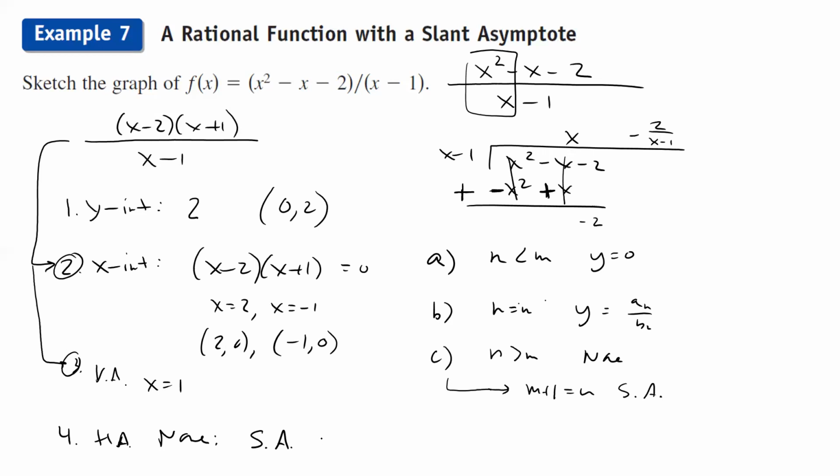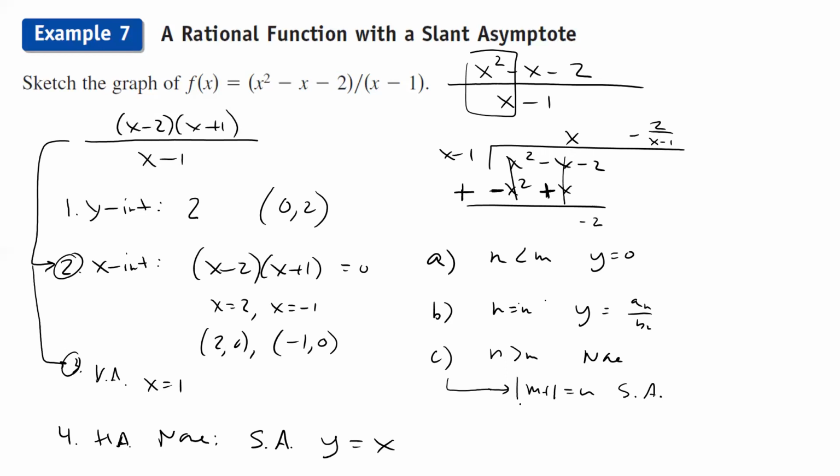Our slant asymptote, write it down here. Y is equal to x is our slant asymptote. And Dylan asks, will there always be a slant asymptote if there's no horizontal asymptote? Good question. The answer is no. So then what determines that there is this slant asymptote?